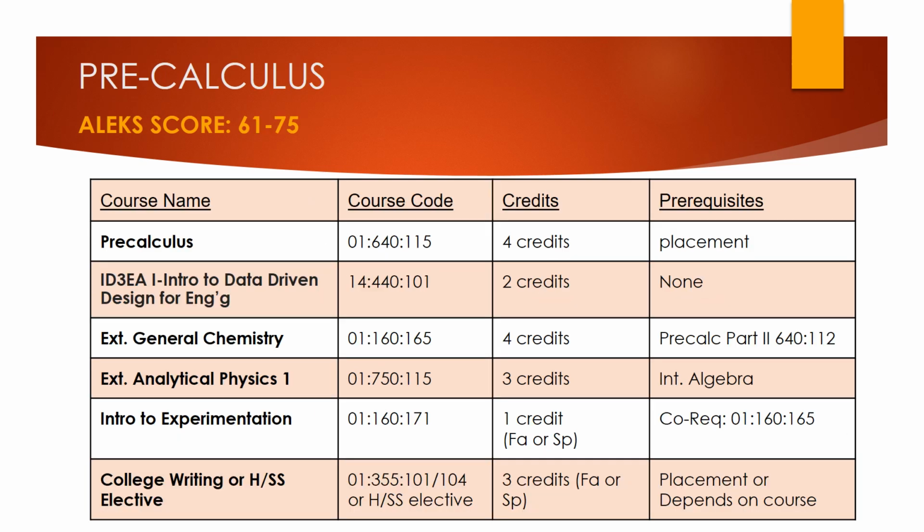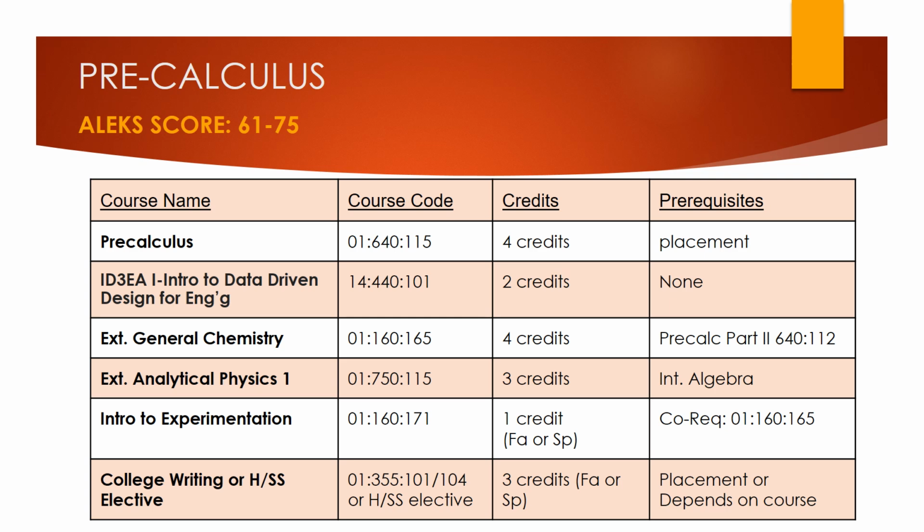The next one is pre-calc. ALEC score is 61 to 75. So this pre-calc is 640-115. This is a 1 semester pre-calc. You would take your intro to data-driven design for engineering, 440-101, extended general chemistry, 160-165, extended analytical physics 1, 750-115, and college writing or a humanities elective. You can do either of these in fall or spring.